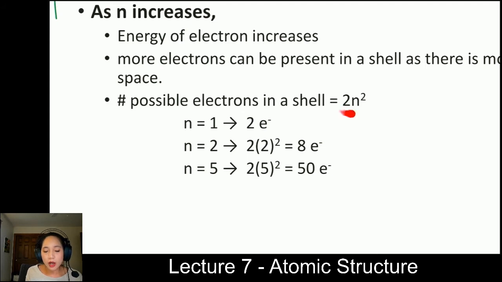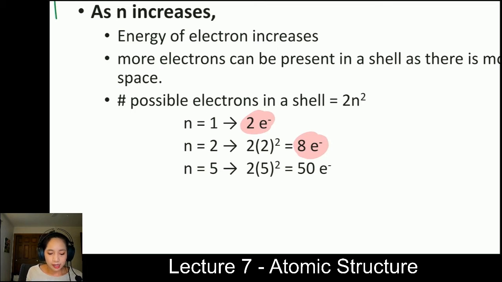And it's based upon the n value. So the number of electrons you can put into a single shell is equal to 2 times that n energy level squared. So in our n equals 1 shell, right, 1 squared times 2 is equal to 2. So that means in our n equals 1, we can only have 2 electrons. Then in our n equals 2, 2 squared is 4, 4 times 2 is 8. So we can pack 8 electrons in the n equals 2 shell.